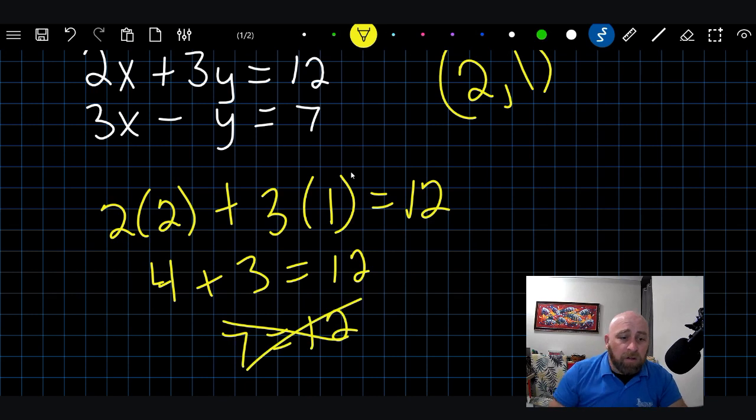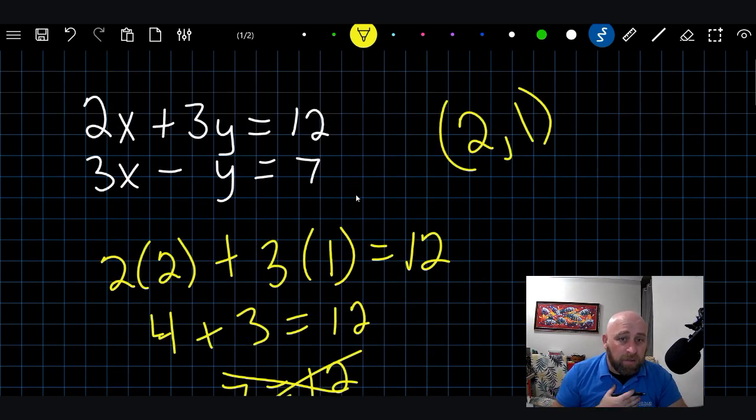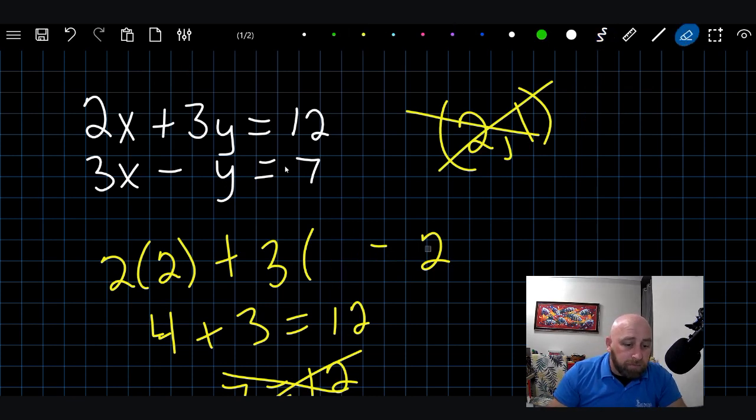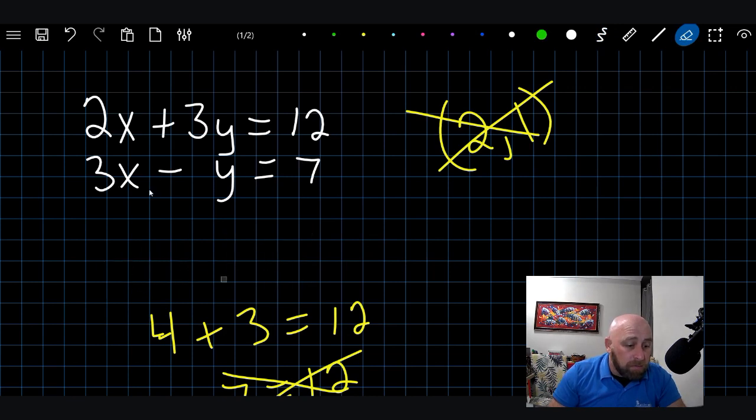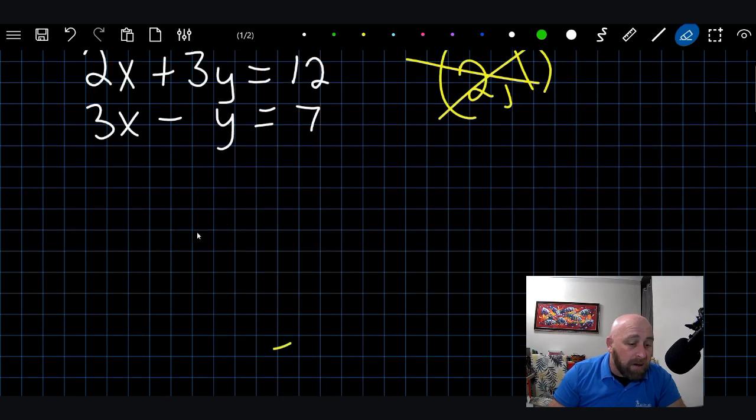Okay? And so we can say immediately, as soon as we have one that doesn't work, then this doesn't work. So this is not a solution. (2, 1) is not a solution. Now, you could also, if you want to, plug it into the other one, but you don't have to. You can stop right there because you've already got that it doesn't work. It only has to not work in one.